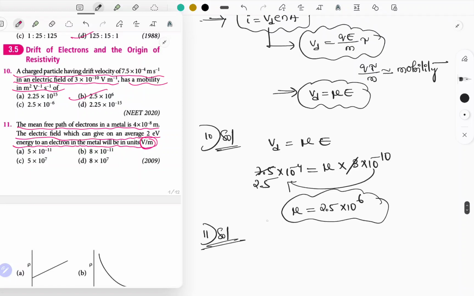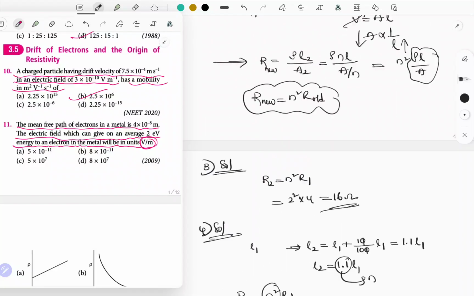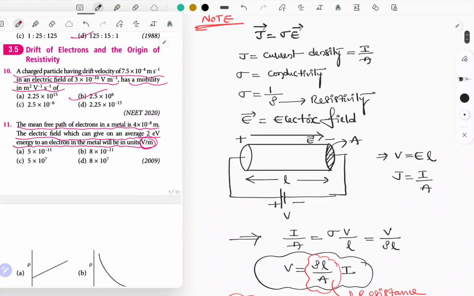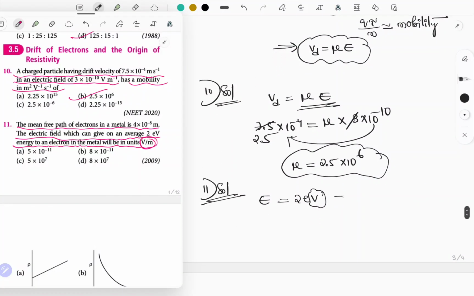So general formula for energy: what is the value of energy they have given? It is 2 electron volt. Voltage can be replaced as mu into E, or else it can be replaced as E into L. Here I've given one relation. Here it is. V can be replaced as E into L, where L is the mean free path that I'm going to consider. That is 2 into e into E into L, where L is the mean free path. So this is energy.